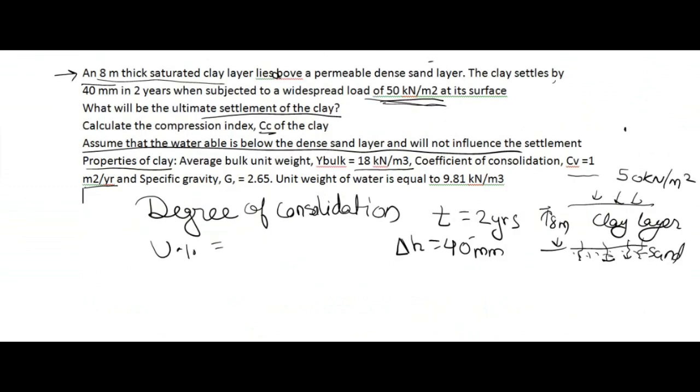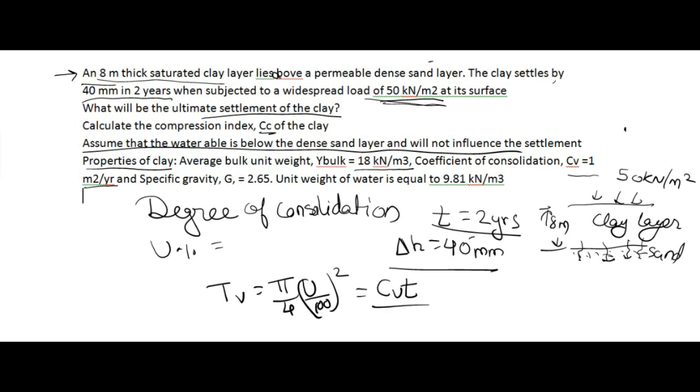In this problem the clay settles by 40 mm in 2 years. So what we can find is the time factor. Tv can be written as pi by 4 times u percentage by 100 squared. That is nothing but Cv t by d square. Now again there is one thing we have to know: whether the percolation is happening in one way only or two way.